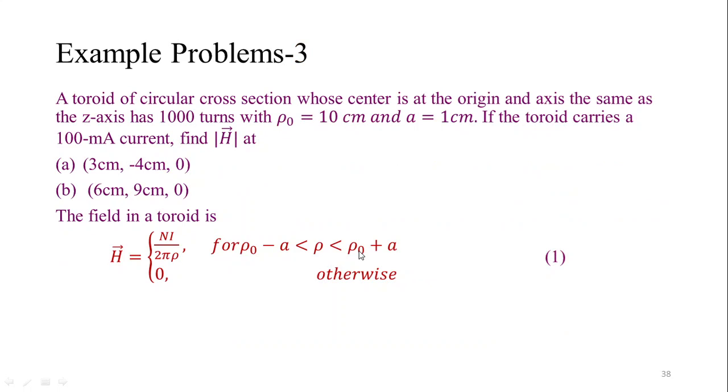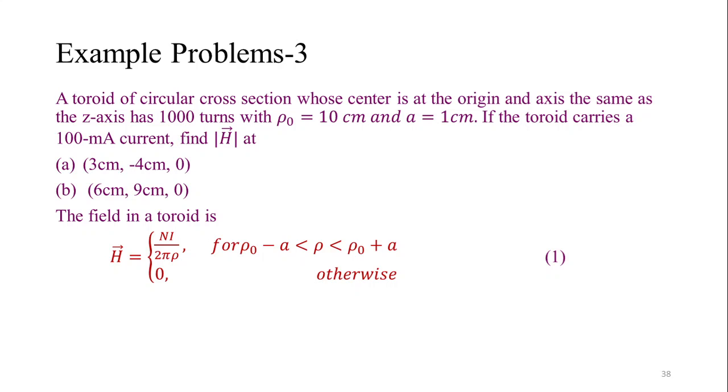Now let's have a problem based on the toroid. A toroid of circular cross section whose center is at the origin and whose axis is the same as the z-axis has 1000 turns with rho naught equal to 10 centimeter and a equal to 1 centimeter. If the toroid carries a 100 milliampere current, find the magnitude of H vector at 3, minus 4, 0 and 6, 9, 0.